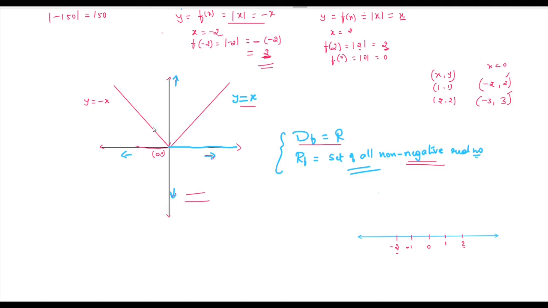So now if you draw a line parallel to x-axis, what happens if you draw a line parallel to x-axis? The line meets the curve at 2 points, right? You draw a line parallel to x-axis.